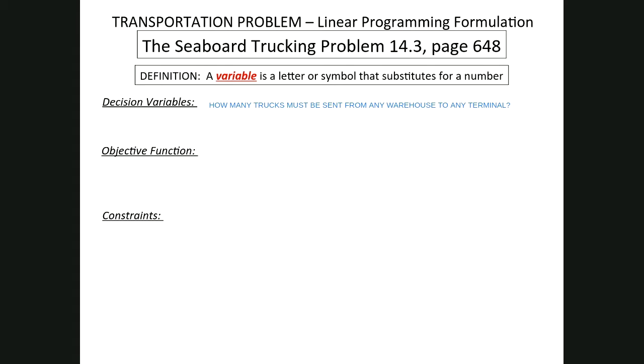So those I think are fairly straightforward. I'm going to leave the constraints for a minute, but then the question becomes, how do we translate these into first decision variables, develop a symbol that substitutes for a number, and our objective function. So let's go look at this on the next slide.